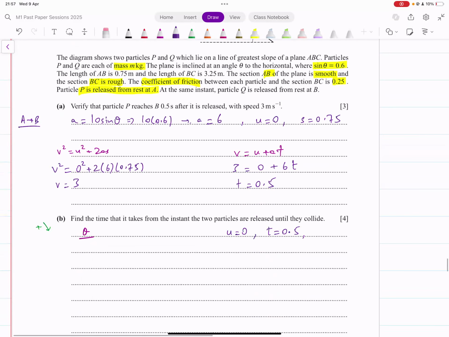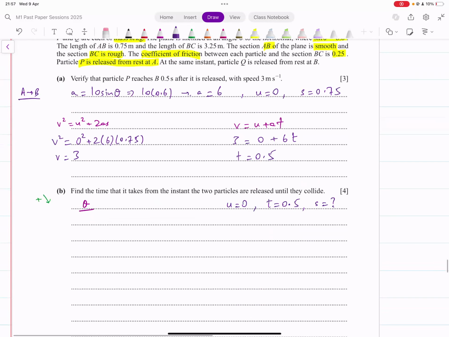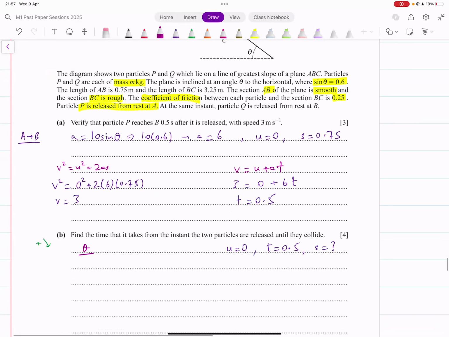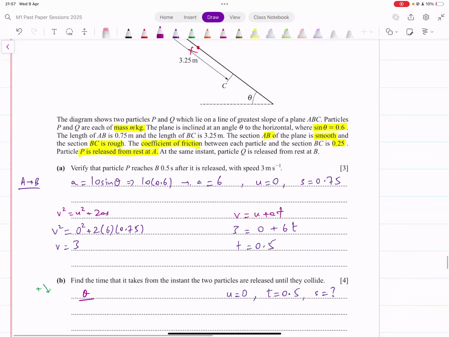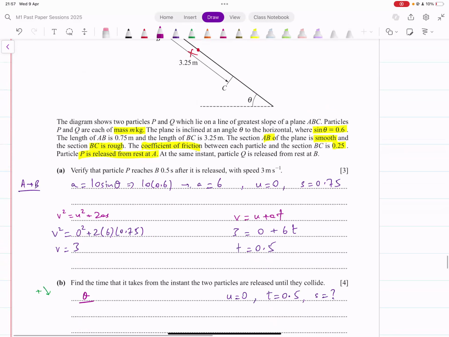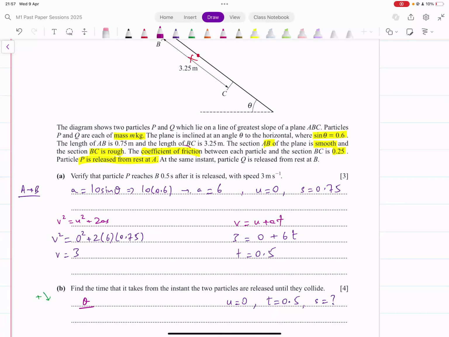So I'm looking for S. I need one other piece of information. I need either the final velocity or the acceleration. Can we find the acceleration somehow? We can use Newton's second law of motion to find the acceleration, because we were given some information about the coefficient of friction. We know the forces acting on Q.